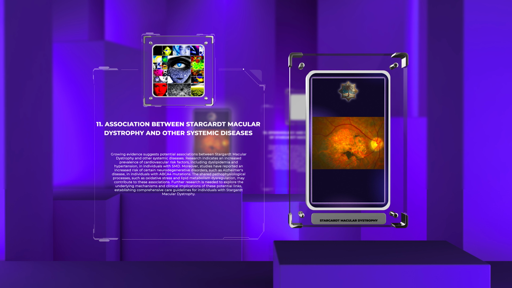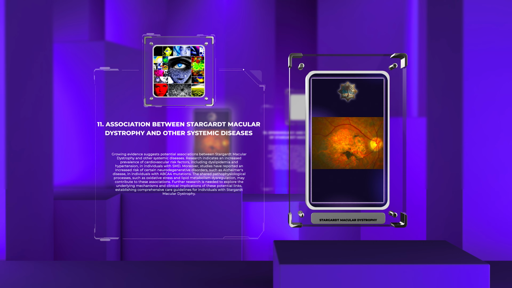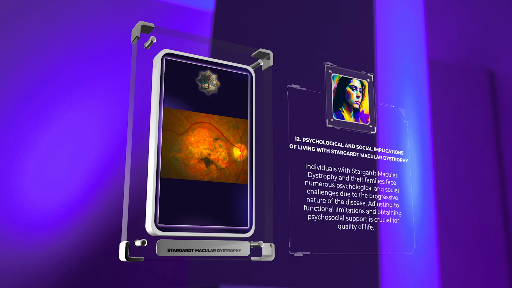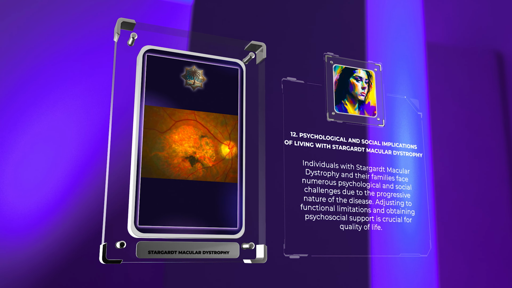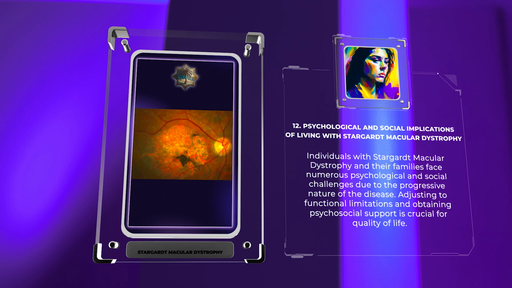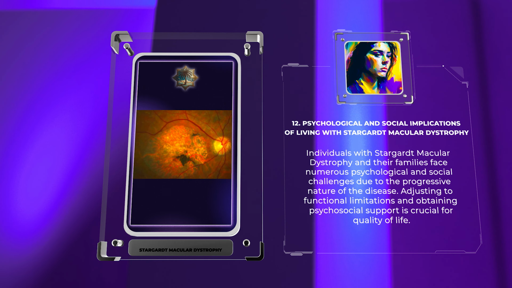Further research is needed to explore the underlying mechanisms and clinical implications of these potential links, establishing comprehensive care guidelines for individuals with Stargardt macular dystrophy. Individuals with Stargardt macular dystrophy and their families face numerous psychological and social challenges due to the progressive nature of the disease. Adjusting to functional limitations and obtaining psychosocial support is crucial for quality of life.